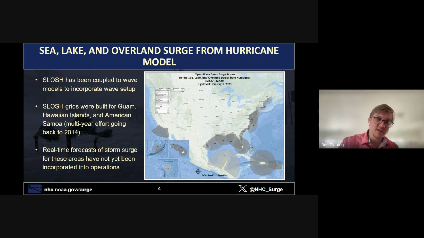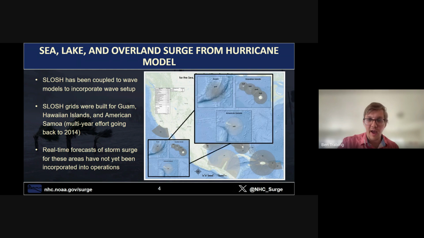So if you go into the next, you click once, what we're really focusing on now is Guam, Hawaii, and American Samoa. So these basins have been developed going back into 2014, but these have never been introduced into P-Surge.